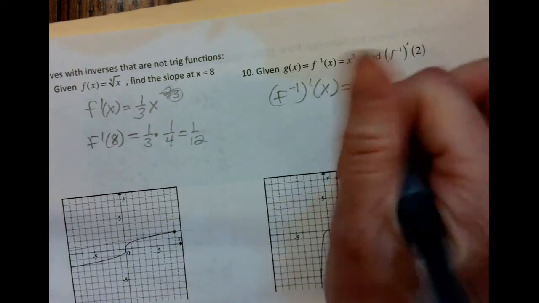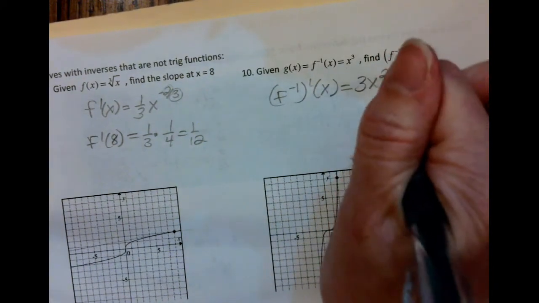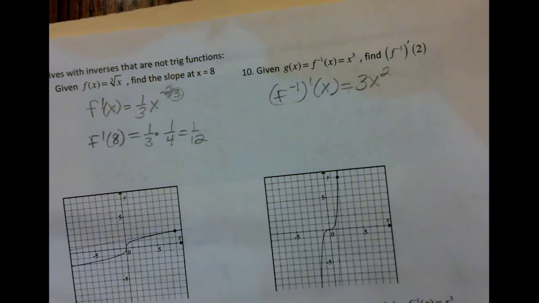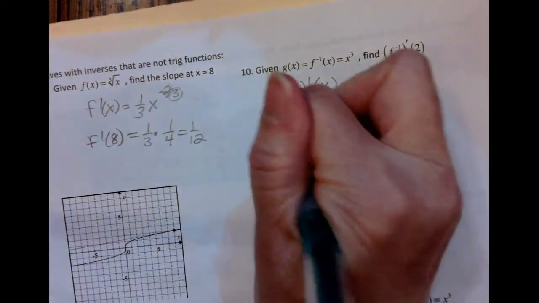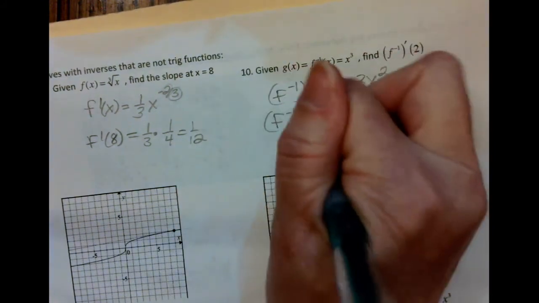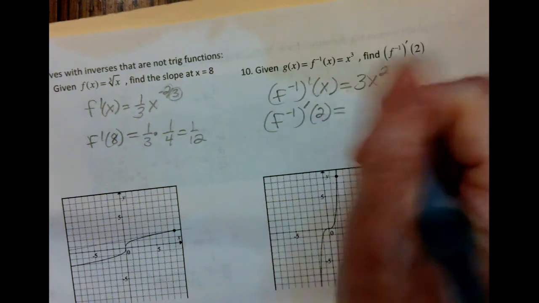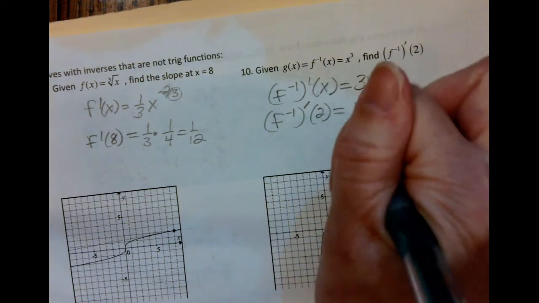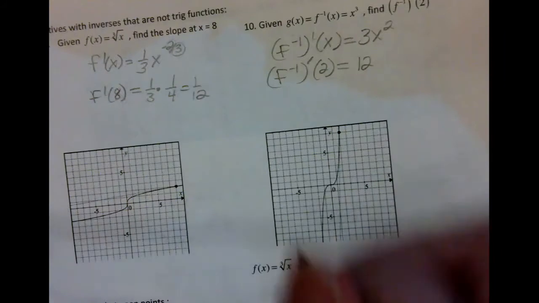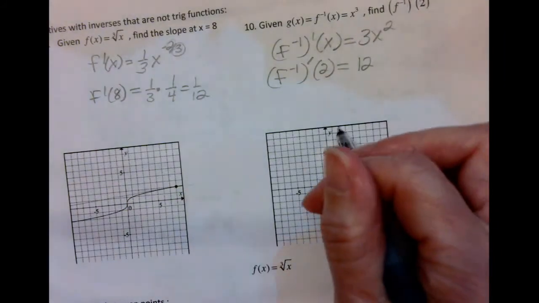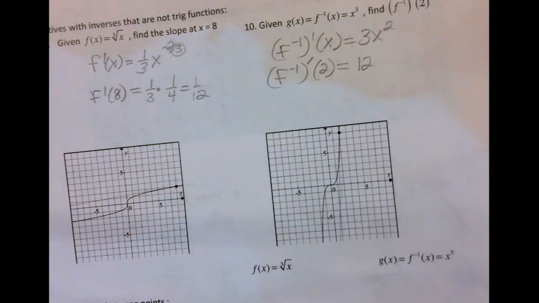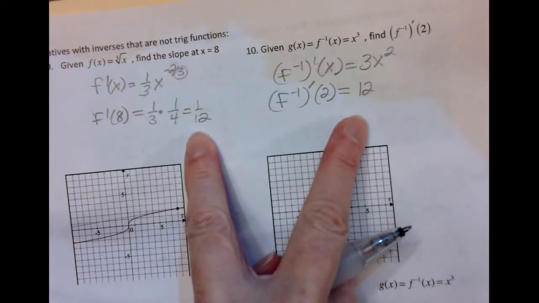I take the derivative of my polynomial, I get 3x squared. Then I want to find f inverse's derivative at 2. 2 squared is 4 times 3 is 12. Looking here at my graph, we can see a pretty steep slope, a slope of 12. Well, what's the connection on these points?